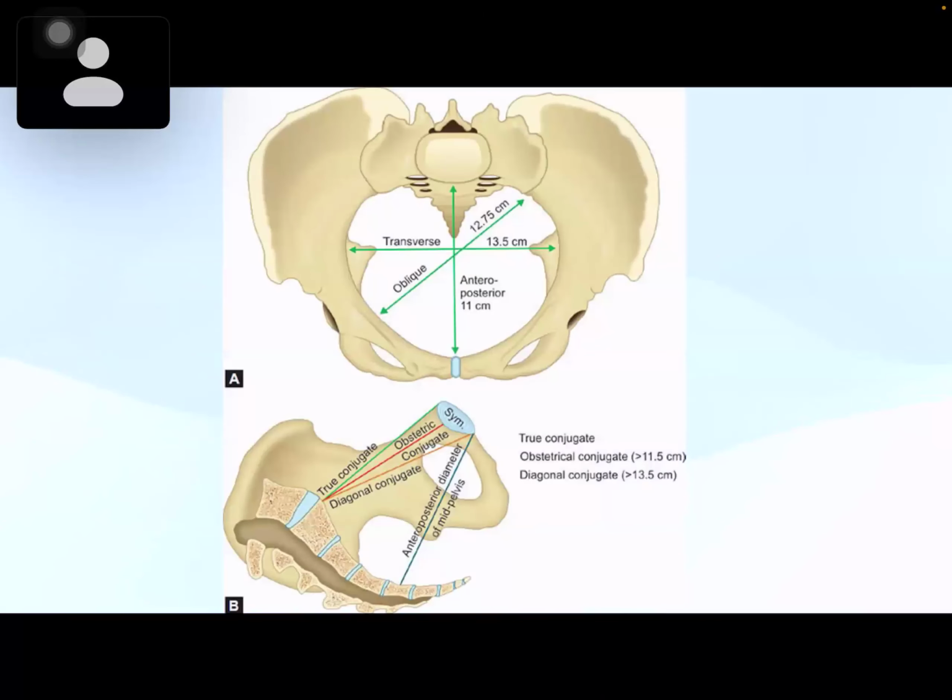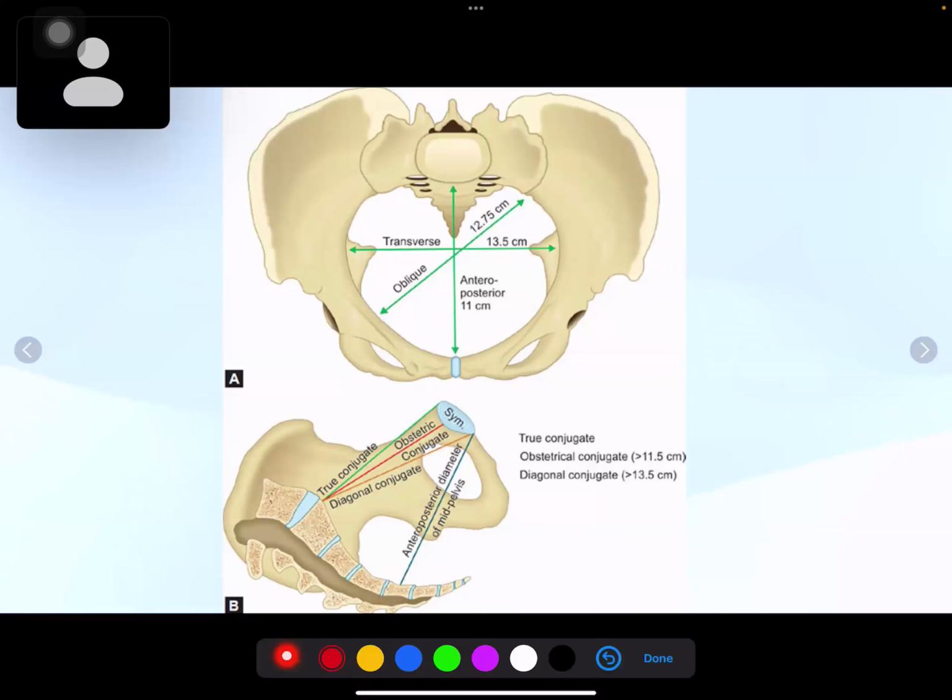Okay, so that was the third. You all know the true conjugate, obstetric, and diagonal conjugate, and that was 10, 11, and 12. Sorry, this is 10, upward is 11, and downward was 12.